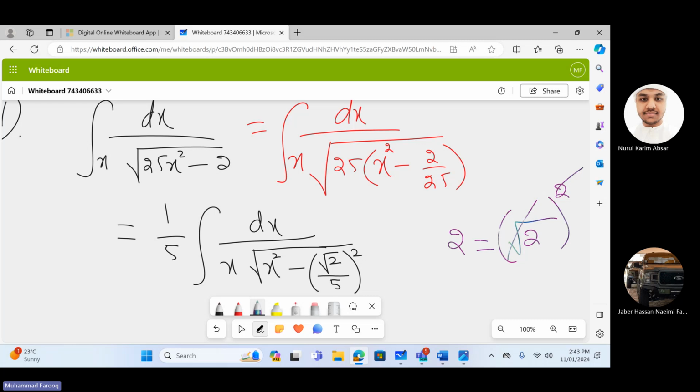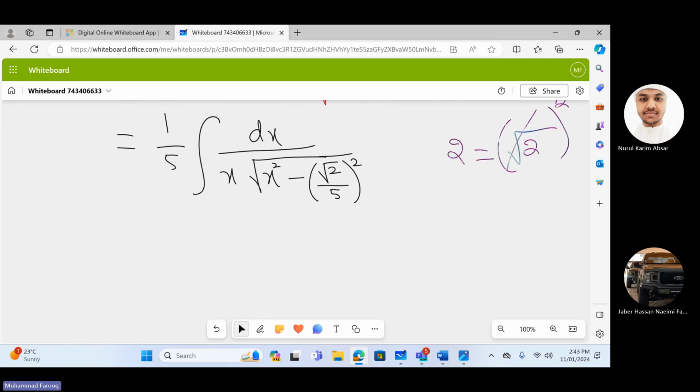Okay, now open the formula sheet. Which formula? Secant. What is it? Secant inverse. How do we write the formula? Please tell me. This 1 over 5 is already with me. Times. Yes, apply. Secant. That's secant, 1 over 1 over A. 1 over A. A means root 2 over 5.